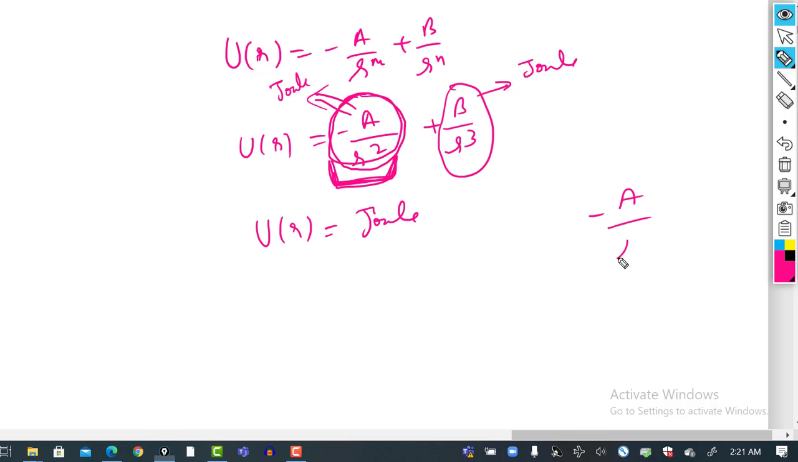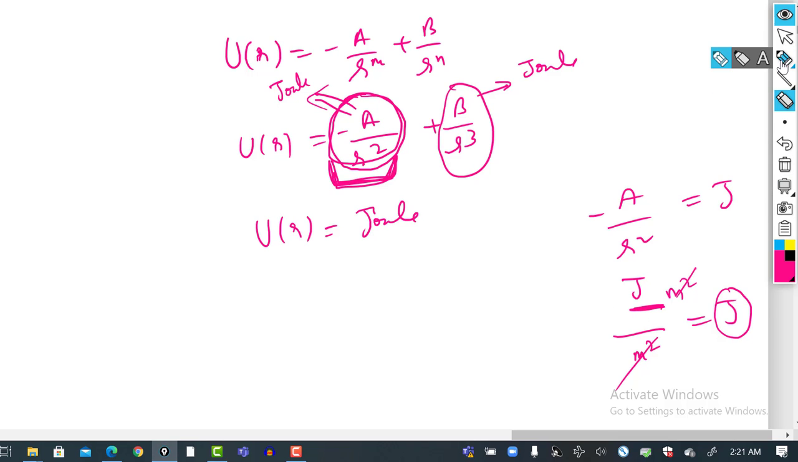It means minus A by R square should give only joule. Now R is in nanometer, or let's say meter, or whatever. Since R is in meter, we get meter square. So what do we put in A so that we get only joule? Of course we put meter square so that meter square gets cancelled, and for the remaining part, since we need joule, we put joule only. Do you understand? So basically the unit of A should be joule meter square. Let me repeat it again.